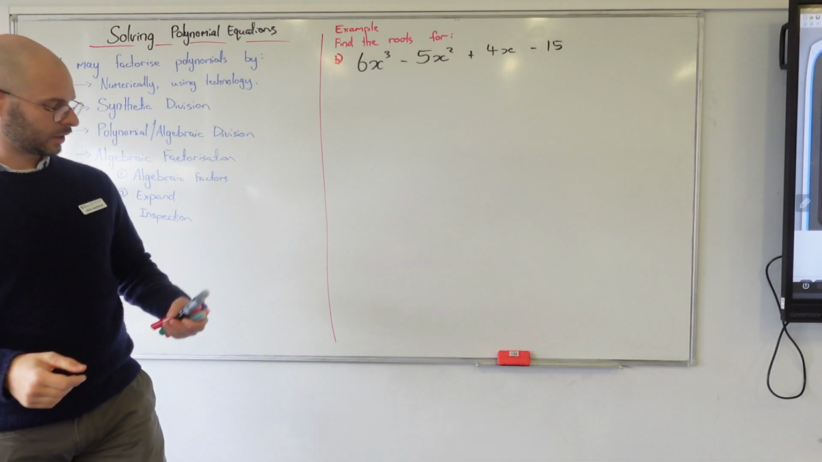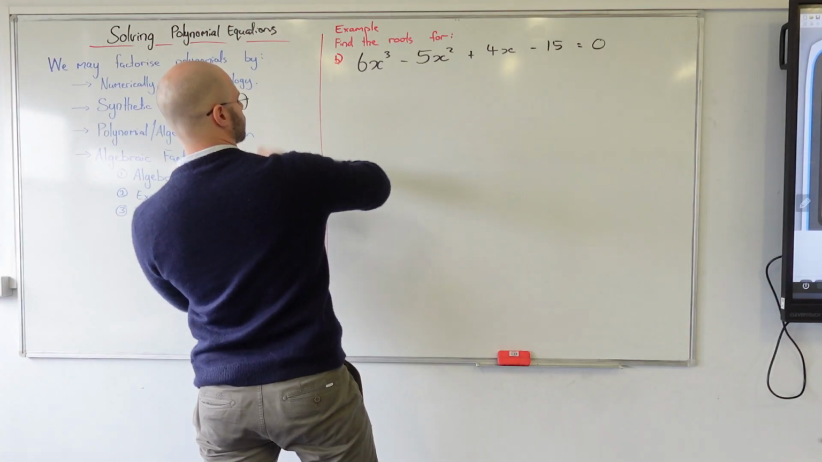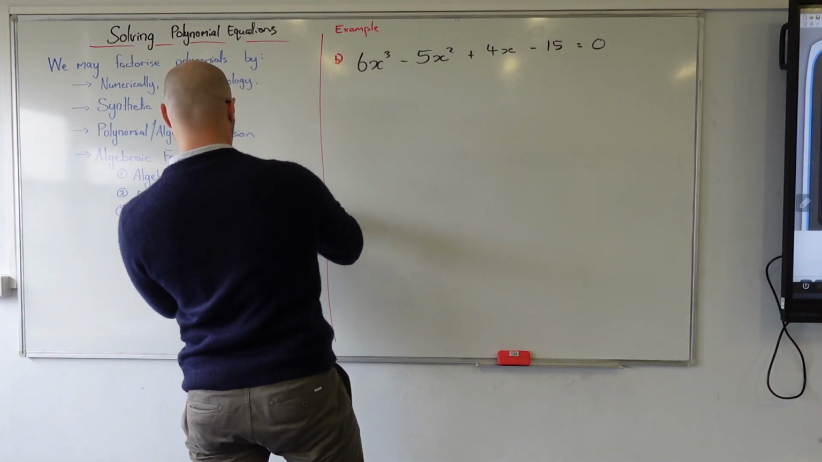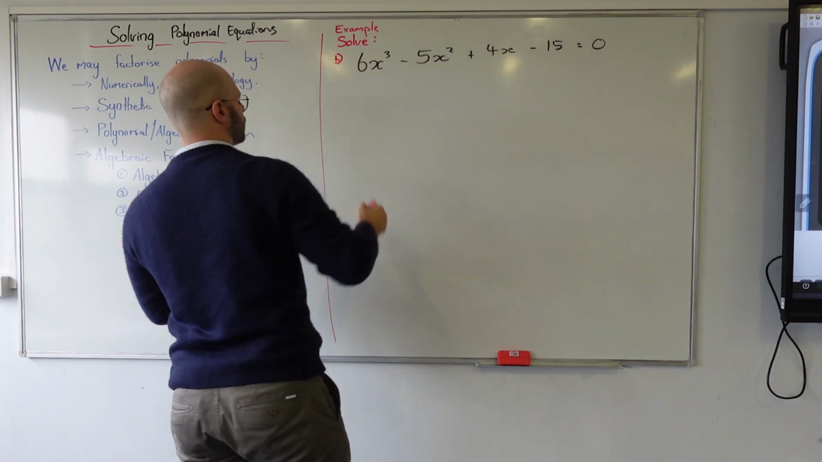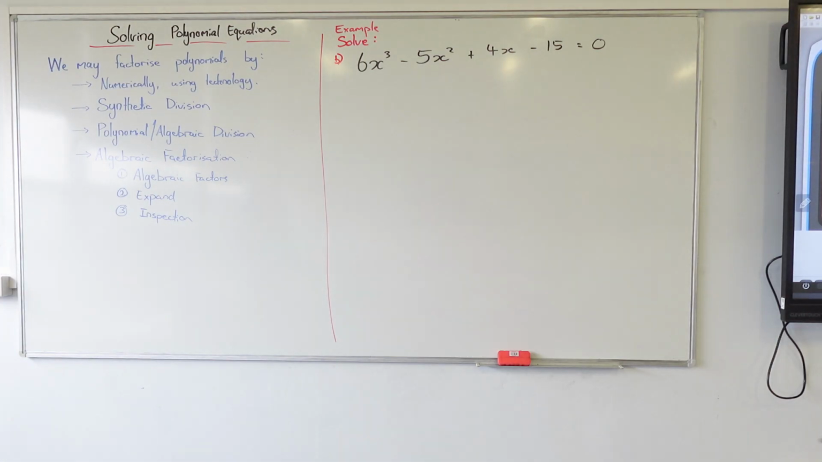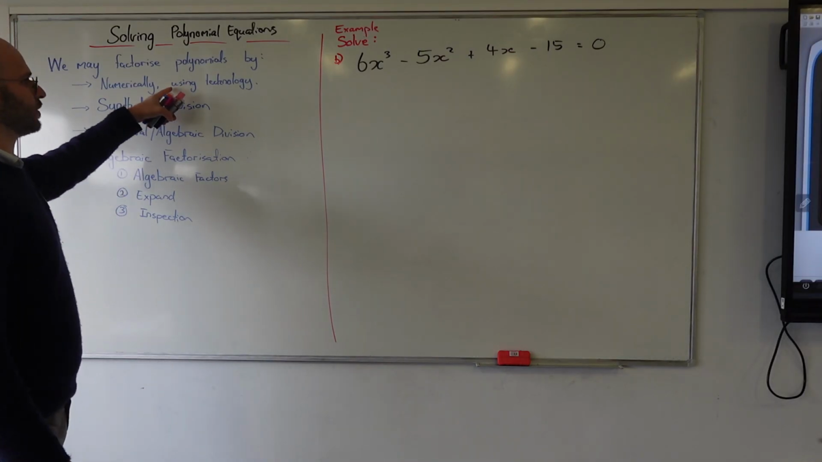Okay, here's our next one. We want to solve 6x cubed minus 5x squared plus 4x minus 15 equals 0. What should we first do if we're trying to solve this? What method are we going to go for eventually? Probably calculator. The null factor law. Null factor law, we start off by saying, can we solve this numerically?